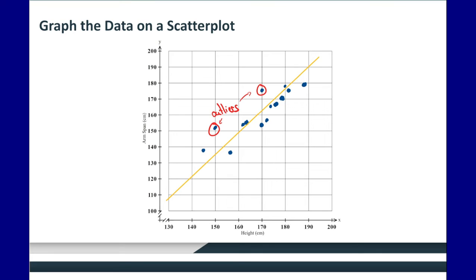Now again, this may change depending on how you drew your line of best fit. So if you drew it a little bit differently and you had a few other points that maybe were outliers, that's okay. We will look in a future lesson at how to accurately create our line of best fit. Really, we're just using technology because that's the most accurate way that we can do it. So we do see some outliers.